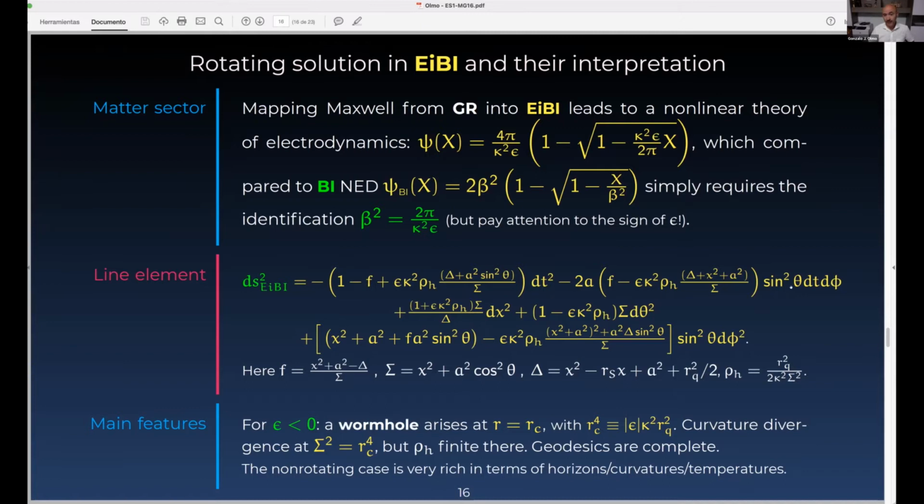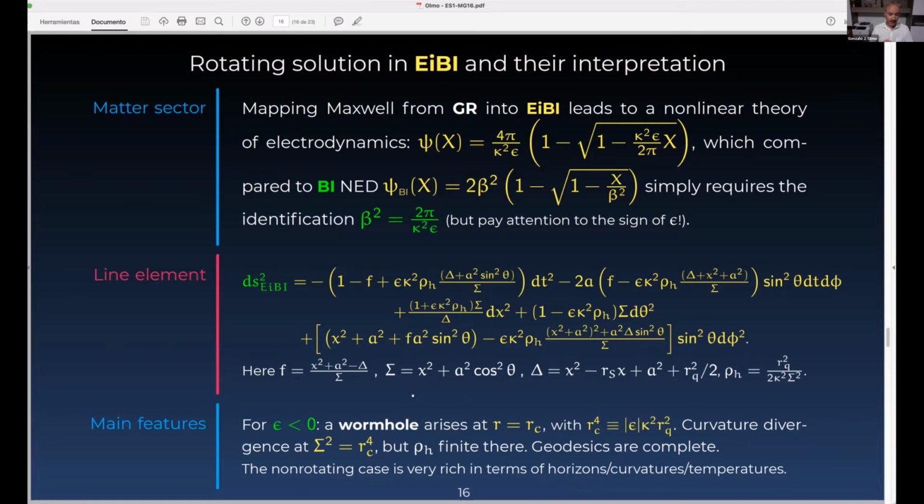And well, once you have this line element, you can extract all the physics. For that, please go to the paper because there are many details. In particular, you need to explore first the non-rotating solution because there are new horizons, new properties. And then once you have an idea of what happens, then you go to the rotating case.